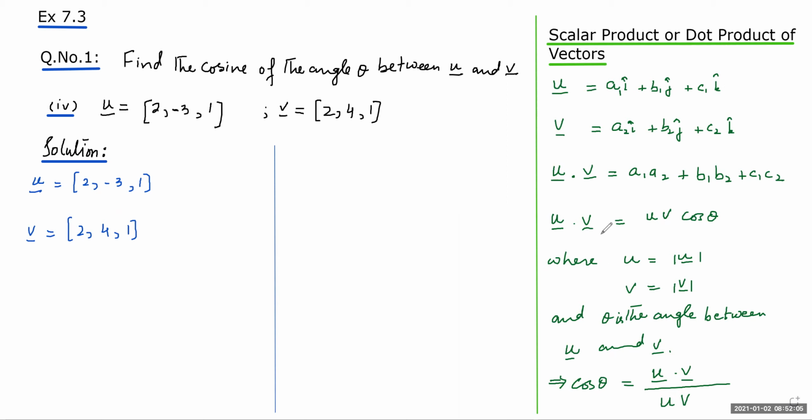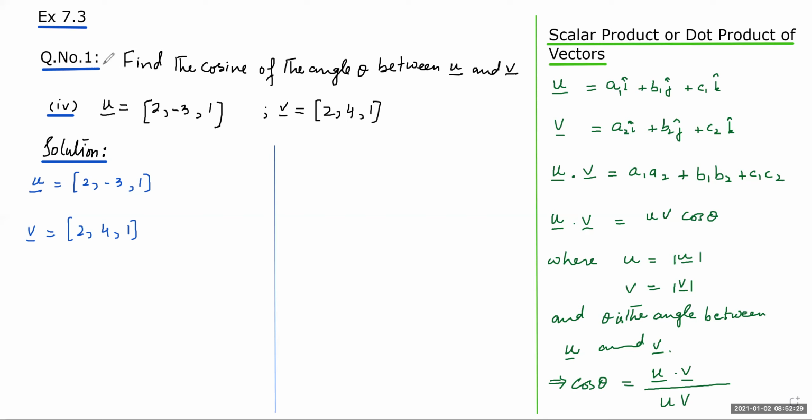We also have u dot v is equal to u v cos theta, where u is the magnitude of vector u and v is the magnitude of vector v, and theta is the angle between u and v. And from here we can find the formula for cos theta, which is u dot v divided by magnitude of u into magnitude of v.